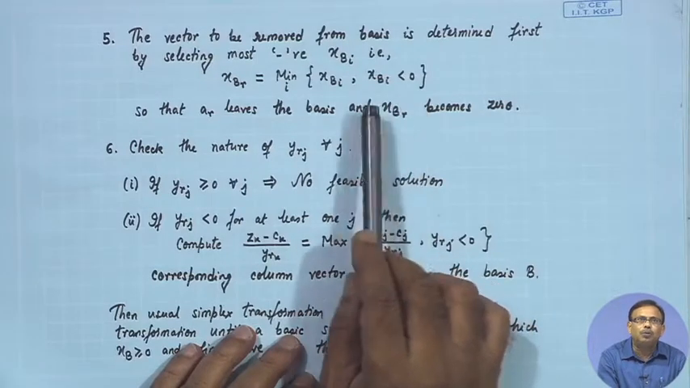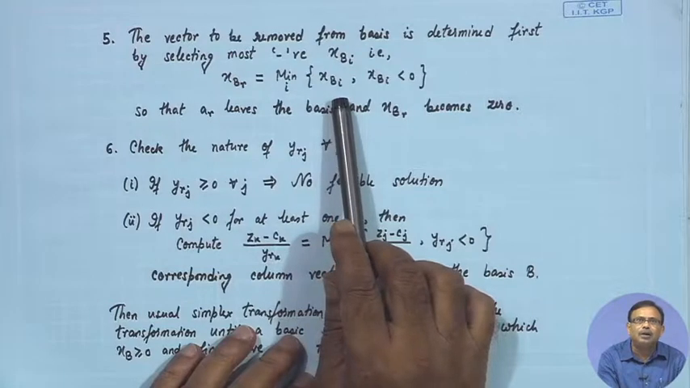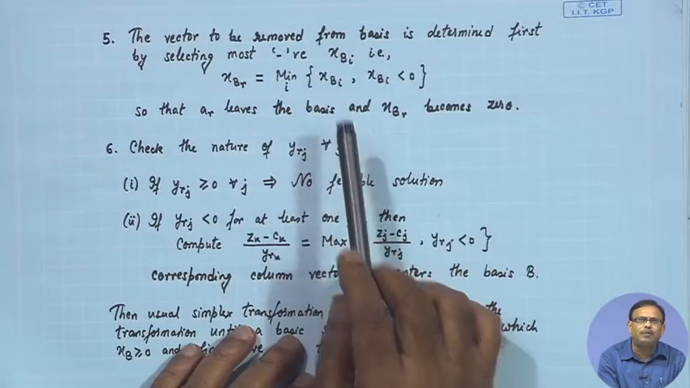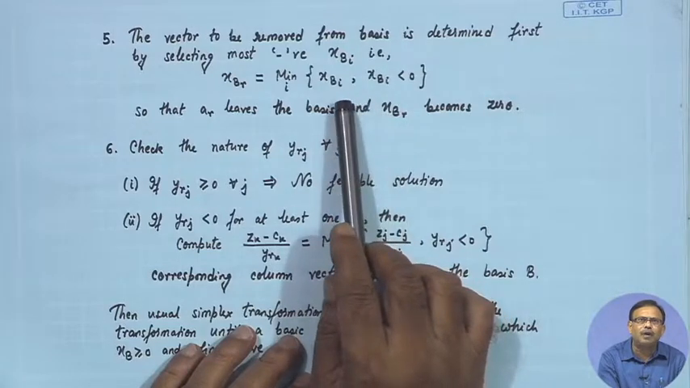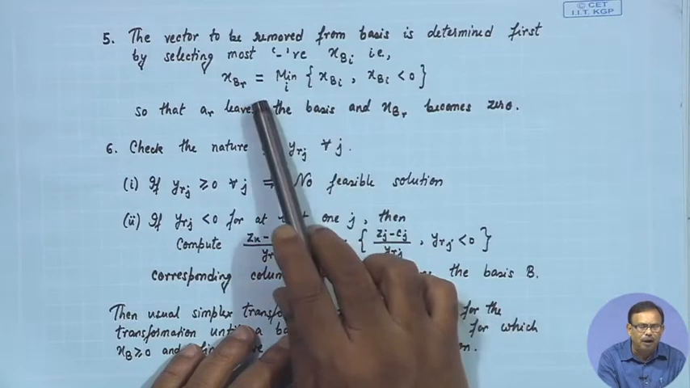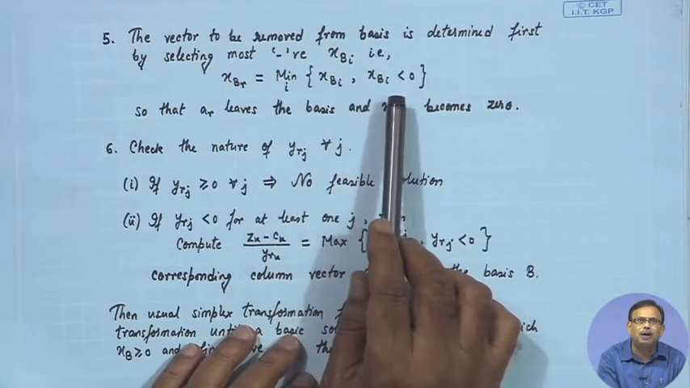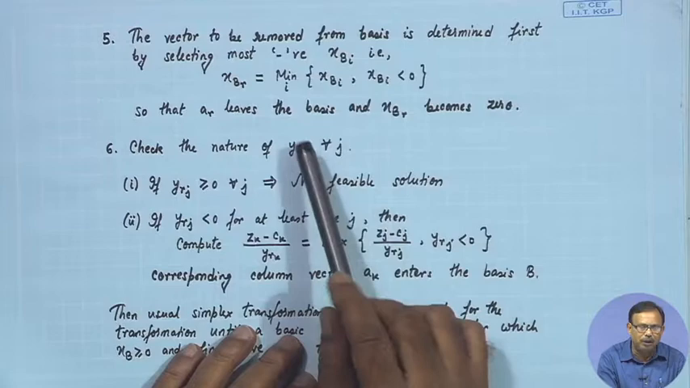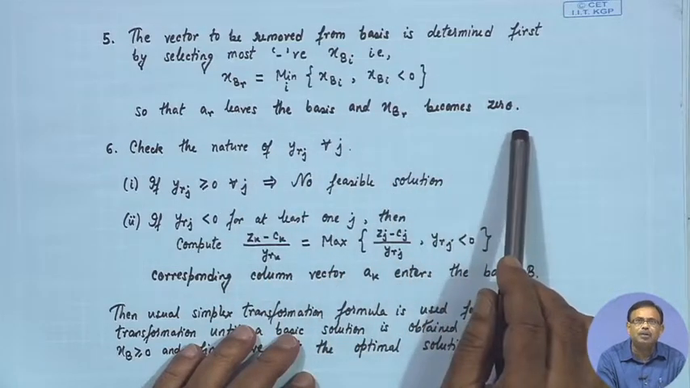So, x_Br is the minimum of x_Bi, that means in the basis, whatever vectors are there, the minimum negative value whatever x_Bi is taking, that one will be going out. If the rth vector is going out, which I am denoting as x_Br equals the minimum of x_Bi where x_Bi is less than 0, then A_r will leave the basis and x_Br becomes 0.